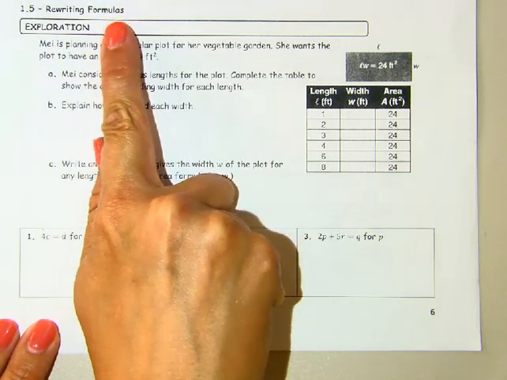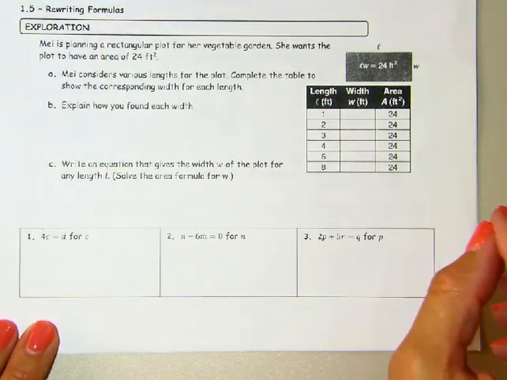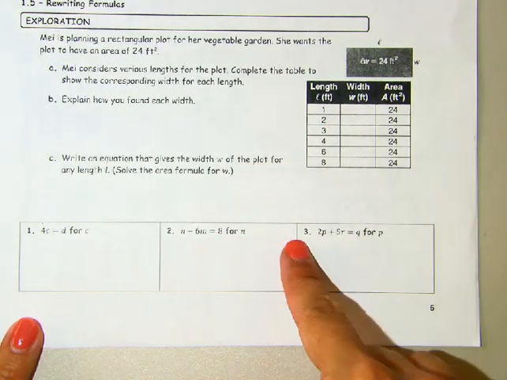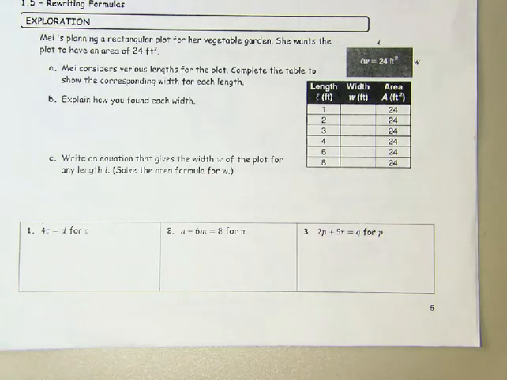That's what this section is. Now 1.4 was rewriting equations. Rewriting equations and rewriting formulas are the same thing. So our first examples are just rewriting equations again, okay?